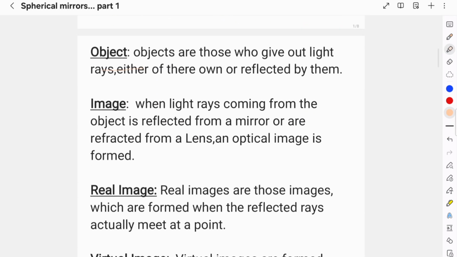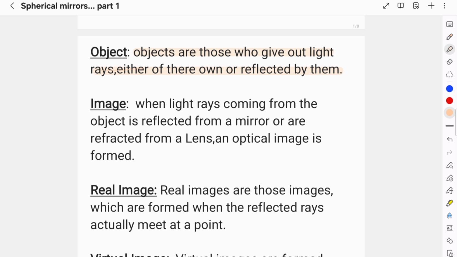So what are objects? Objects are those who give out light or they reflect light. So objects can have their own light like a candle, or they could be reflecting the light from any other source.